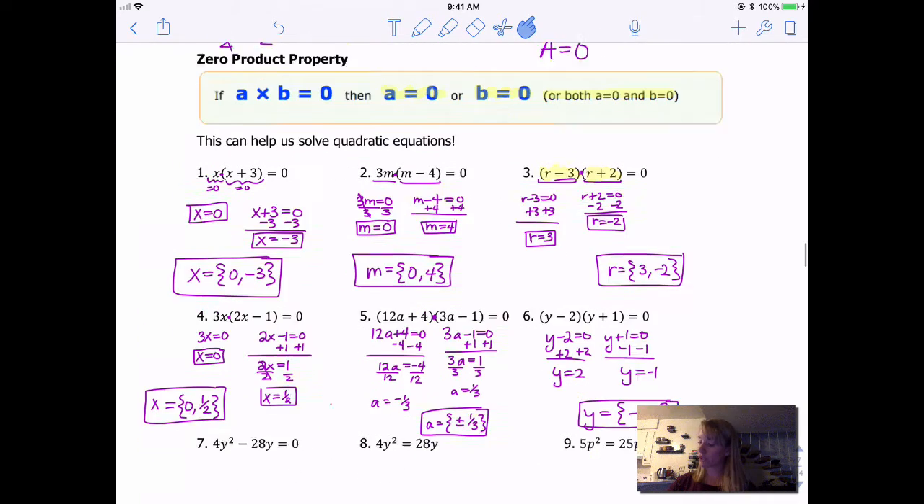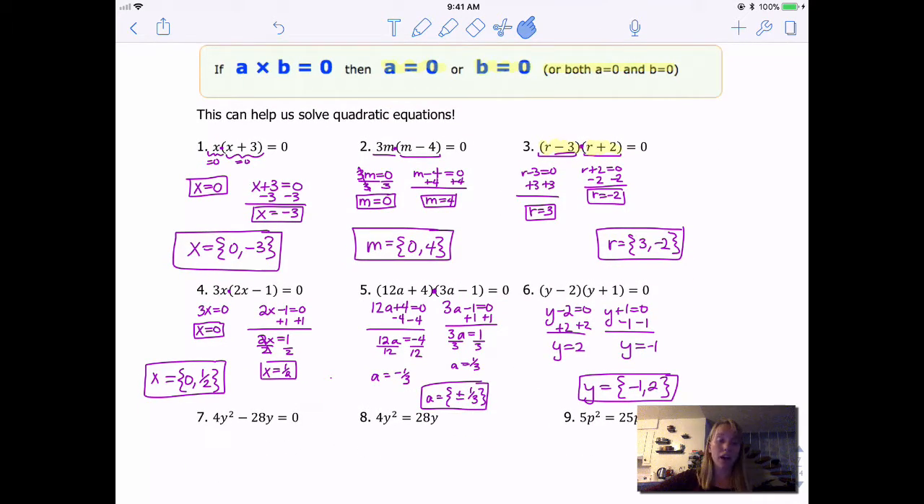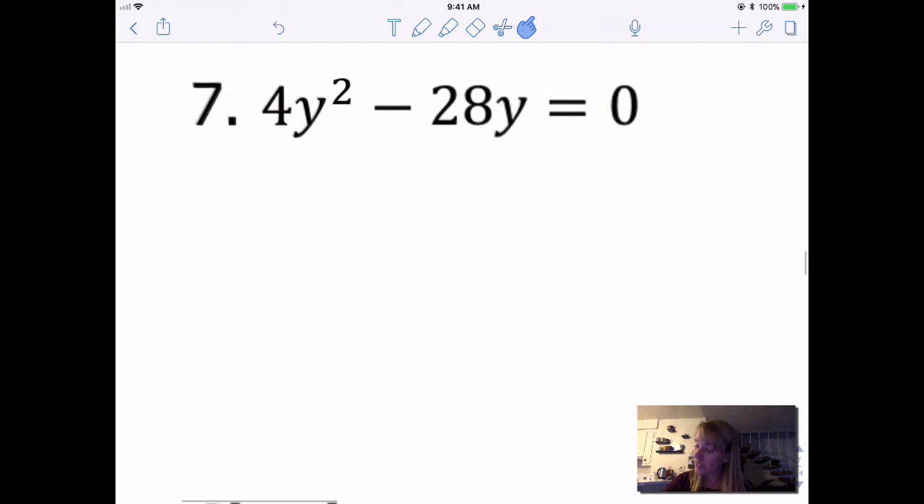The reason that we do all of this, solving and setting each term equal to 0, is because now we're going to get into factoring. So if I want to solve for y here, it's really difficult to get y by itself because I've got a y squared and a y. So the reason I factor is so that I can actually solve.